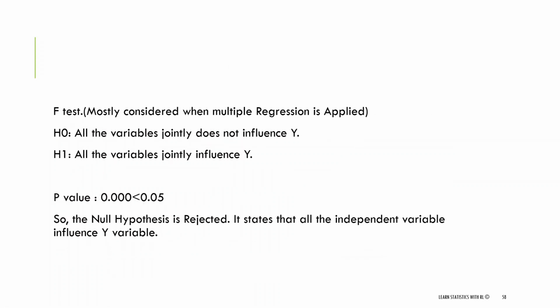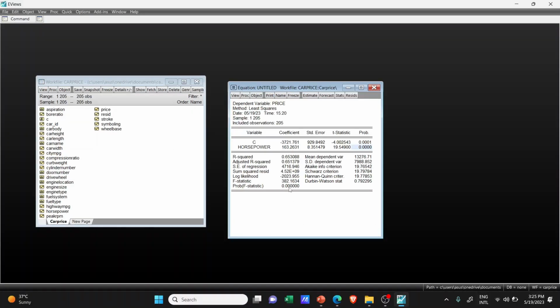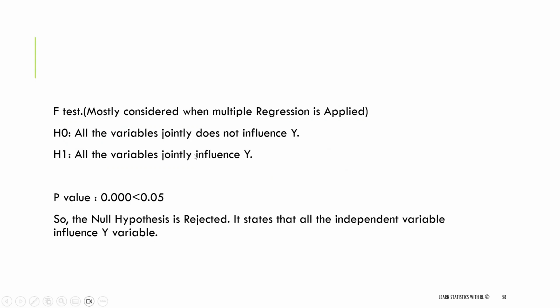Now we are moving towards the third important test, that is F test. In simple terms, it is checking a model fit. So here null hypothesis is all variables jointly do not influence Y, whereas alternate states that all variables jointly influence Y. You can also frame it in a different way, that model is not fit and model is fit. So here also the p-value of F statistic is less than 0.05. So I can state that I reject the null hypothesis and I go with alternate hypothesis that states that all variables jointly influence Y.